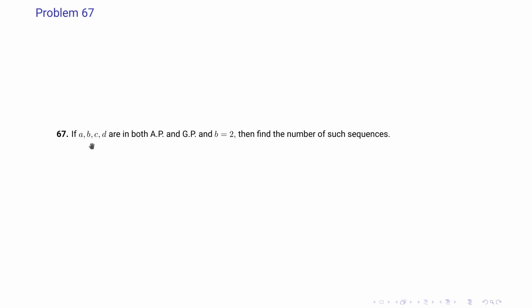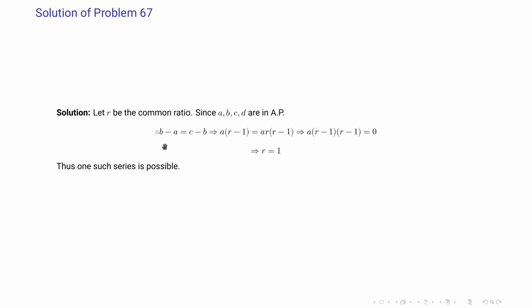Problem 67 says that if a, b, c, d are in both AP and GP and b is equal to 2, then find the number of such sequences. So we let r to be the common ratio. Since a, b, c, d are in AP, b minus a is equal to c minus b. So a into (r minus 1) is equal to ar into (r minus 1). That is a(r minus 1) into (r minus 1) is equal to 0. So this implies that r is equal to 1. Therefore, we have one such possible sequence.